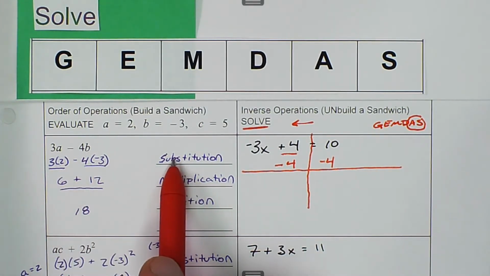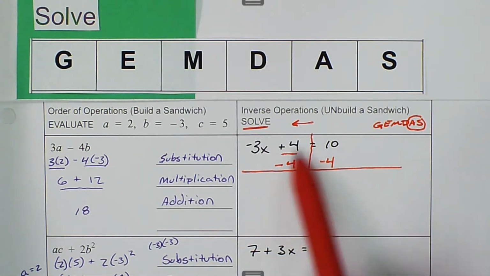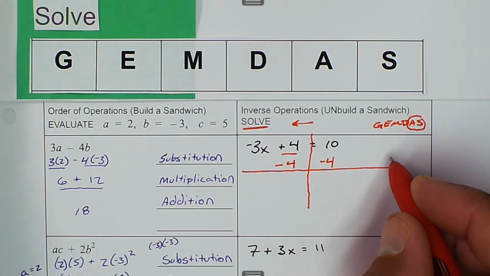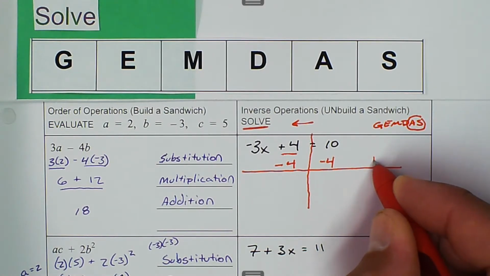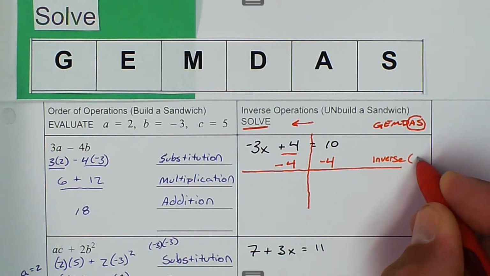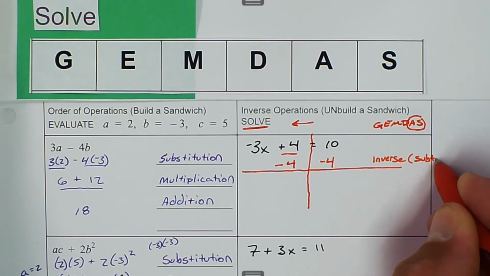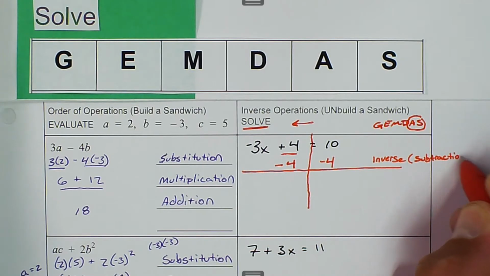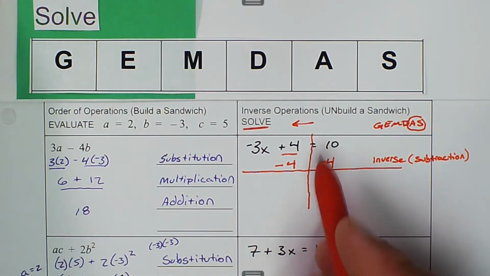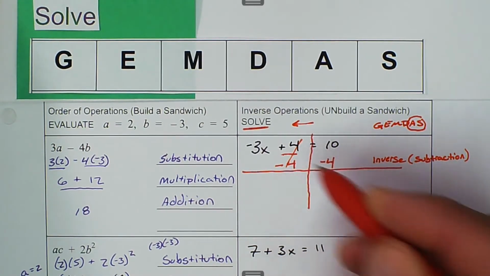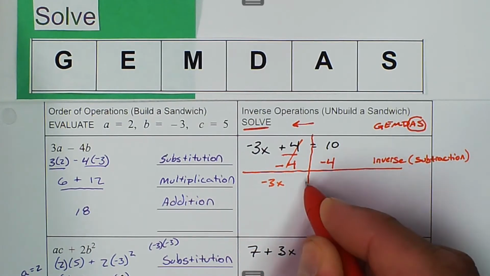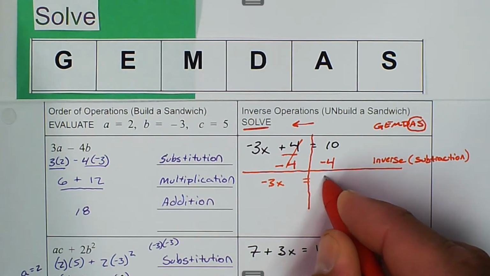Now, just like we did over here, we're talking about our operations. What is the first thing we did? We did inverse operation. So it was inverse, and the inverse we did was subtraction. So inverse subtraction gets rid of our positive 4 there. And then we're left with negative 3x is equal to 6.